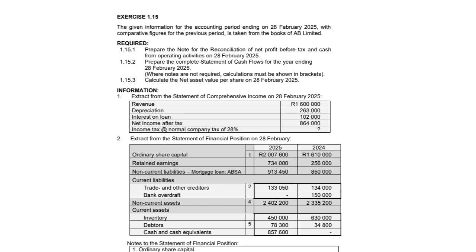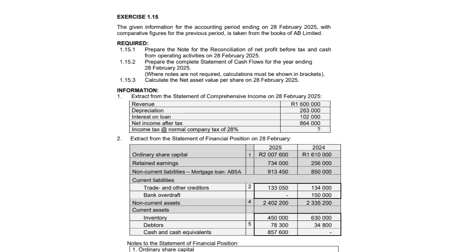1.15.2. Prepare the complete statement of cash flows for the year ending 28 February 2025. Where notes are not required, calculations must be shown in brackets. 1.15.3. Calculate the net asset value per share on 28 February 2025.